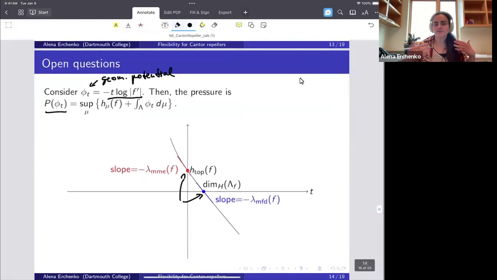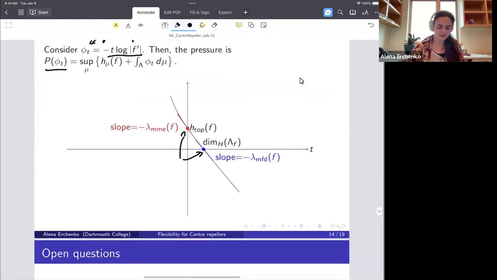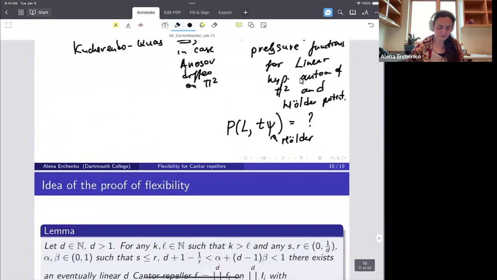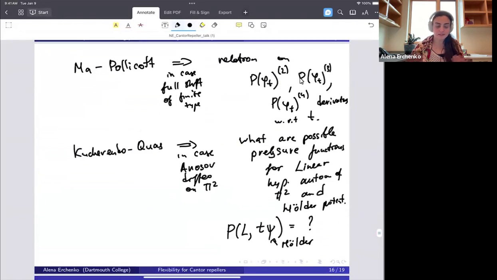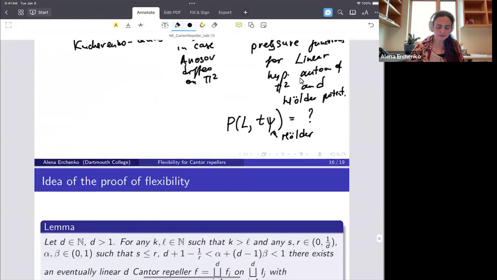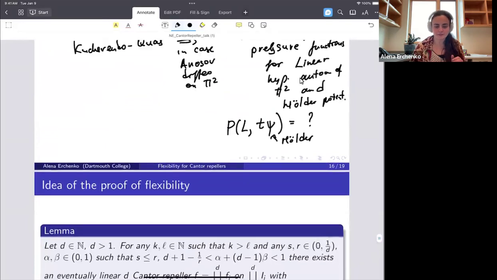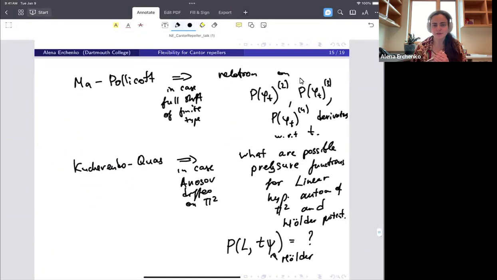Do we need to look at all the Hölder potentials to answer this question? So we don't know. Okay, I think I still have about 10 minutes. So let me not go deeply into proofs, or maybe I should stop if there are any questions before I go to the proofs.